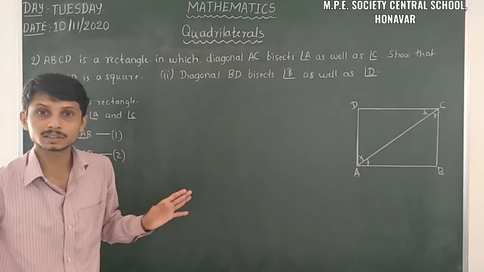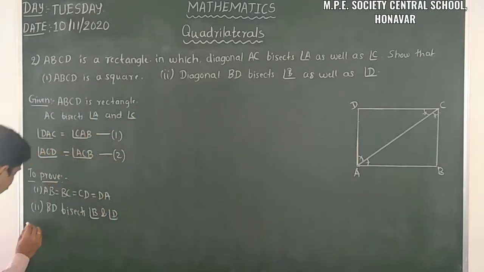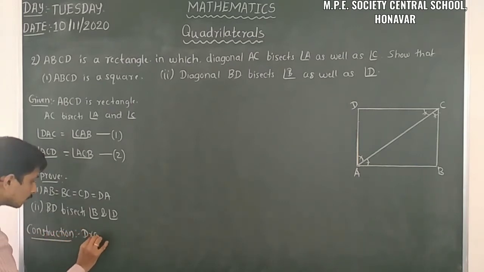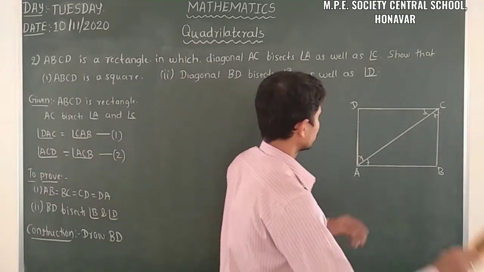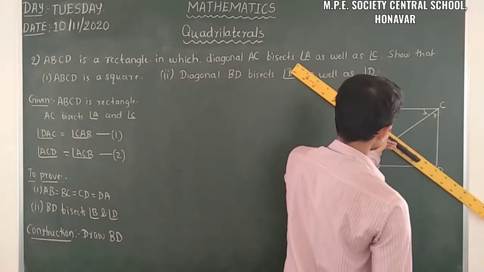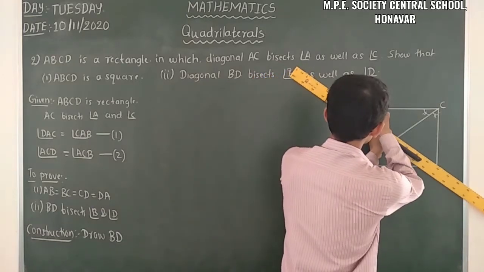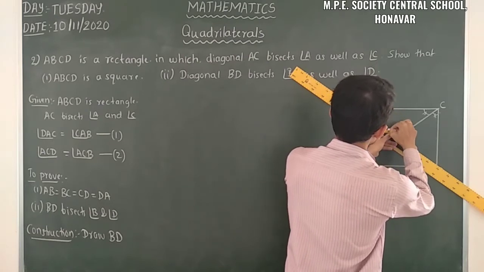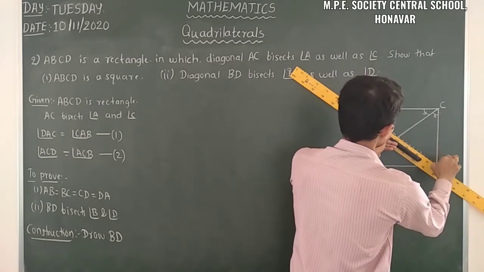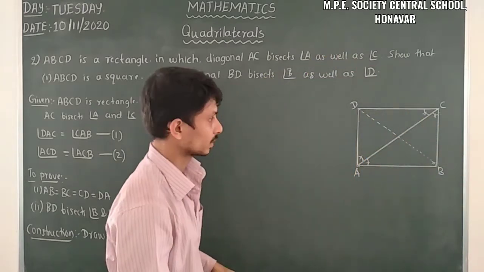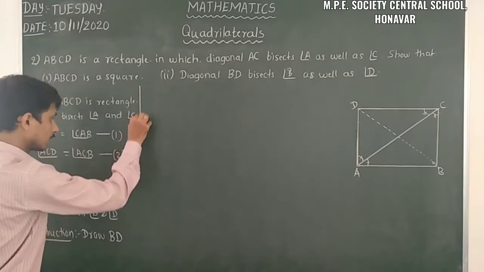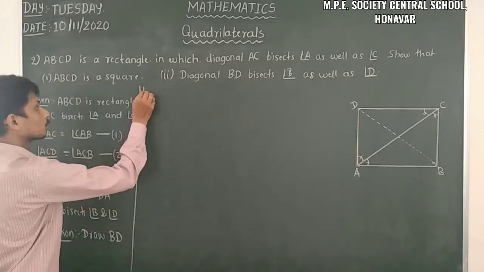So BD bisects angle B and angle D. For that we need a construction, so you have to write the construction here. Construction: draw BD. Here you have to draw the diagonal BD. I will draw it with a dotted line, no problem, because it is an indication of our construction. Then we have to prove, so proof.